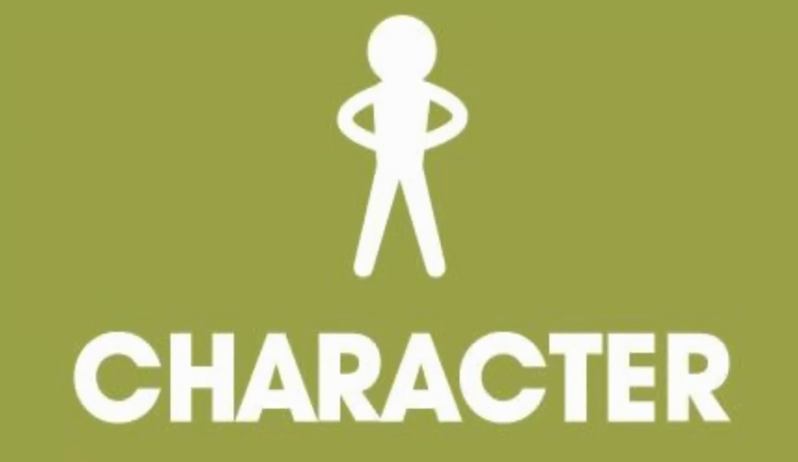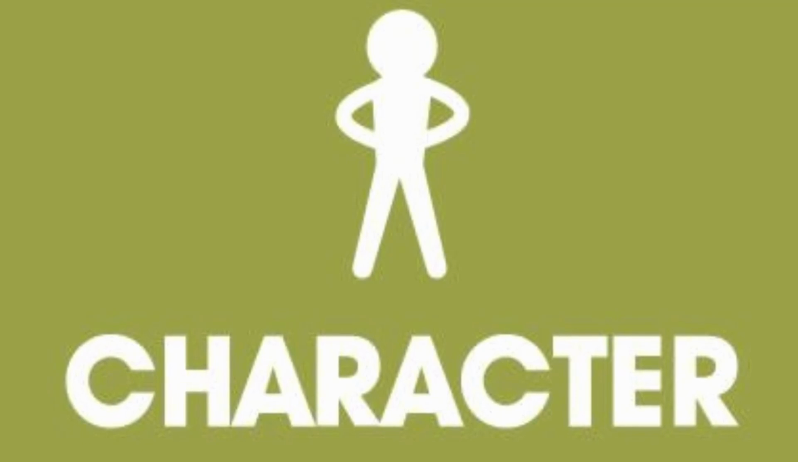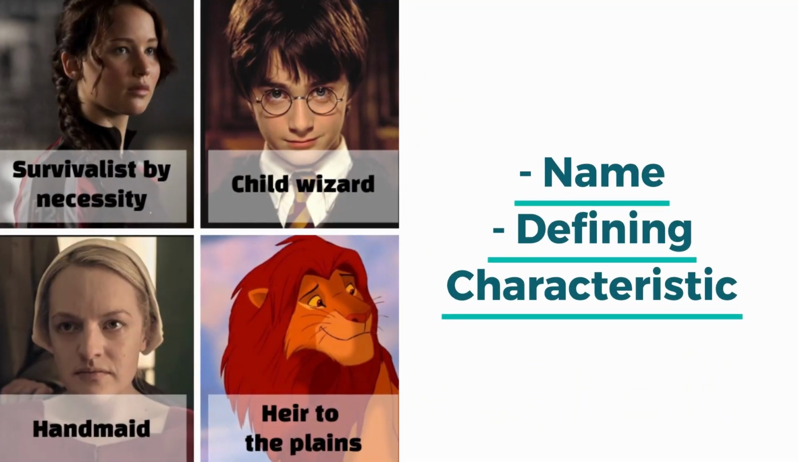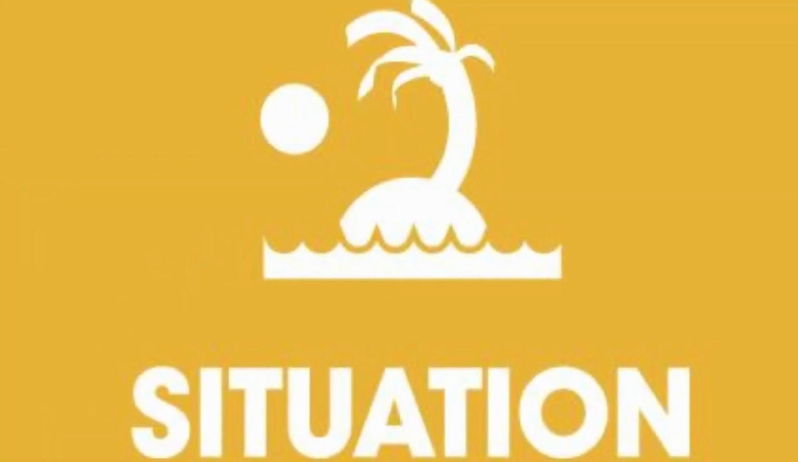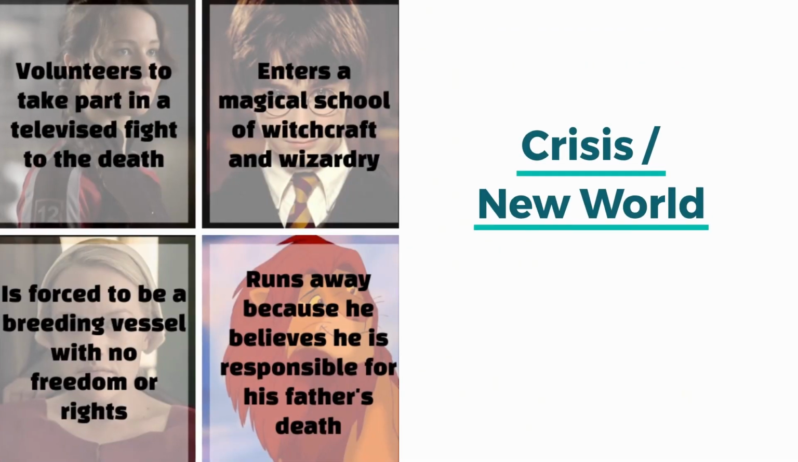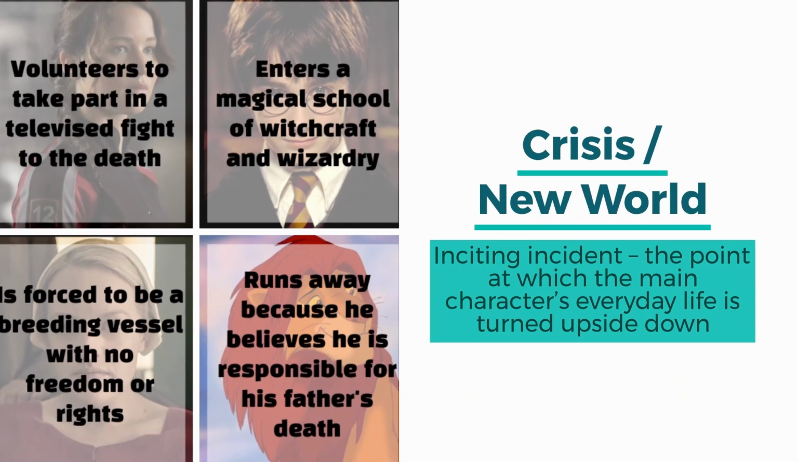We'll start by deciding who our main character is. This is usually the point of view character, or the one who changes the most through the story. We'll start by noting down their name and one key defining characteristic. Next, we consider the situation the character is in. It may be the crisis they find themselves facing after the inciting incident, or a new world they enter.